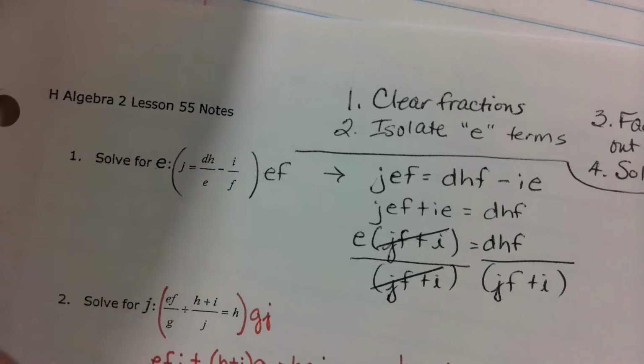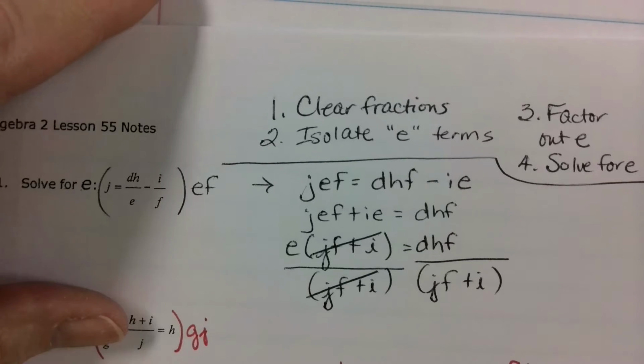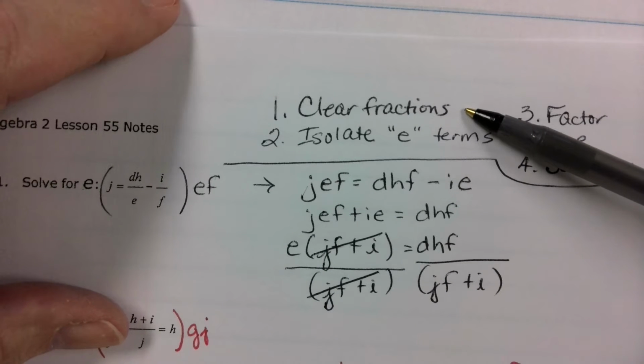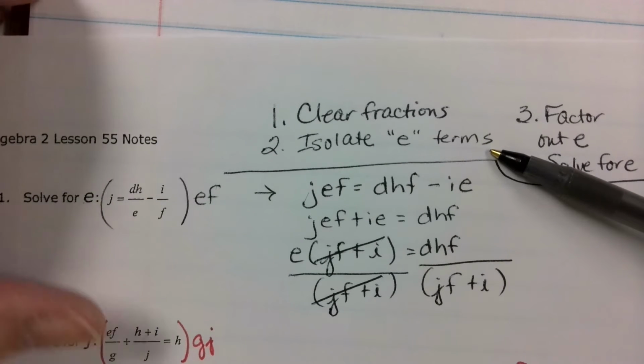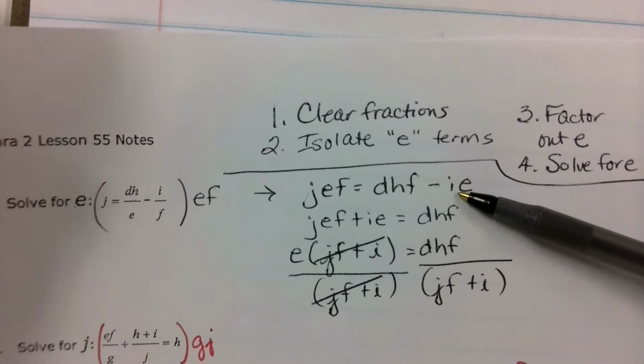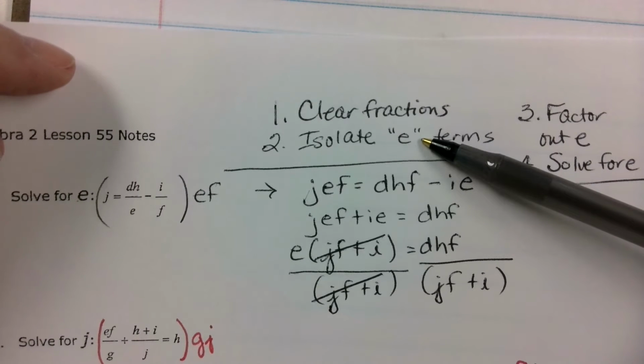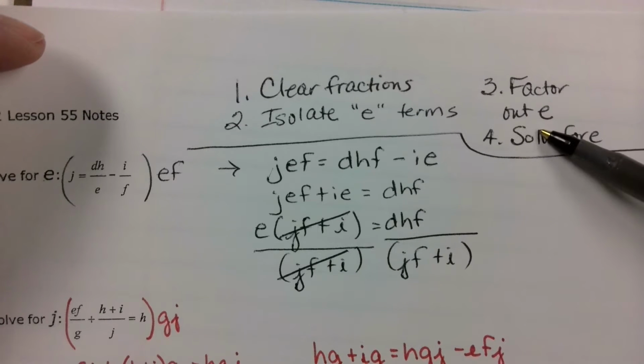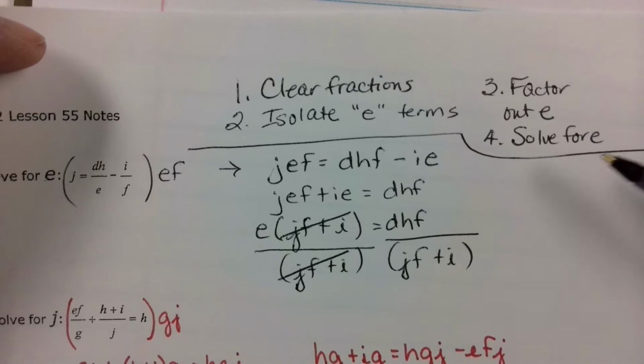Okay, lesson 55. So we'll go through this again. The steps are to clear the fractions, then isolate. I said the E terms, that's because the first one we're solving for E. It's whatever you're solving for. You isolate those on one side, then you factor out whatever that term is, and then you just solve.